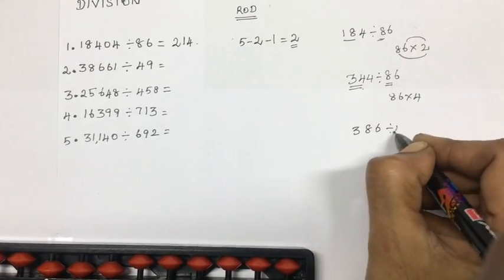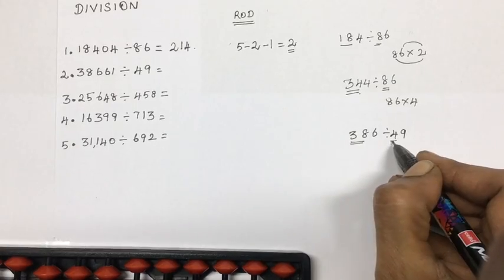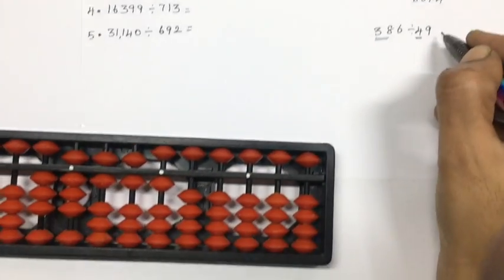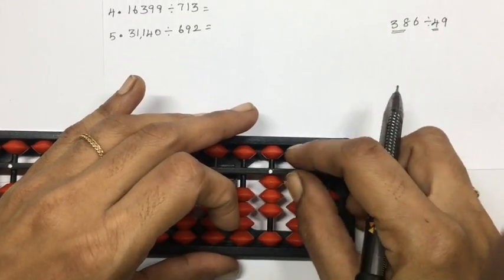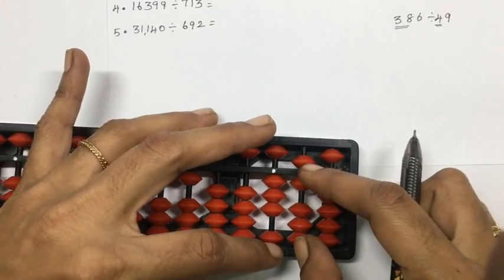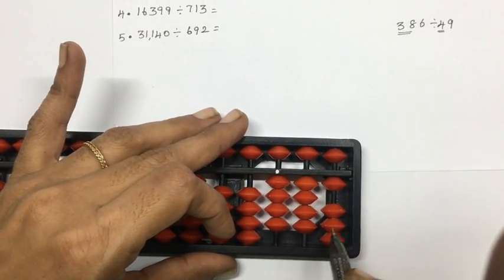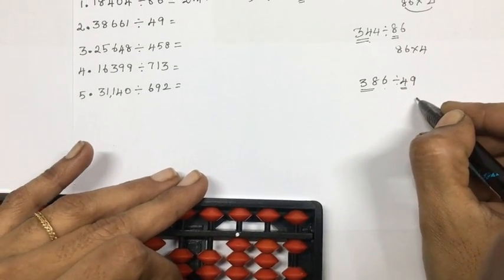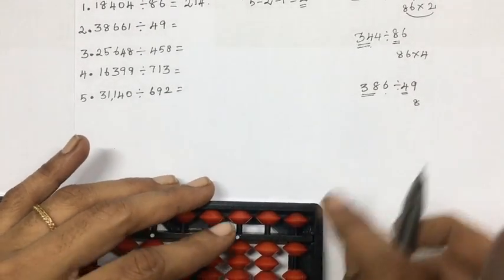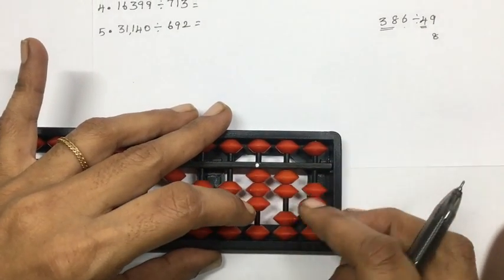386 divided by 49 is the first step. So divide 38 by 4. 9 times we will be getting. 9 of 49 is 36 and 81. 81. So our answer is 441. 441 is greater than 386. So we should try for 8 times. 8 times of 49 is 32 and 72.